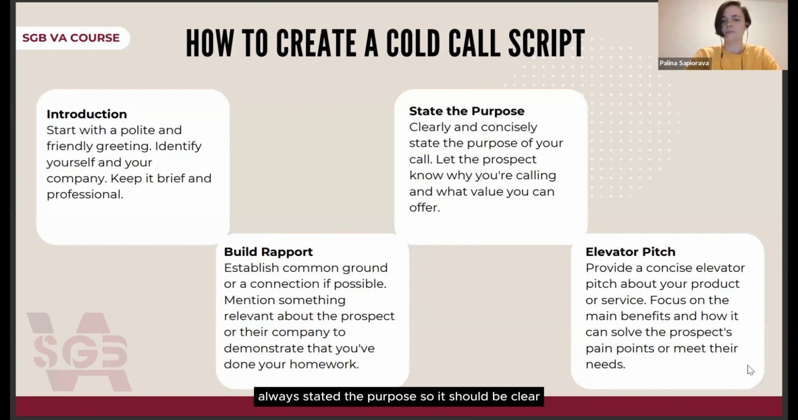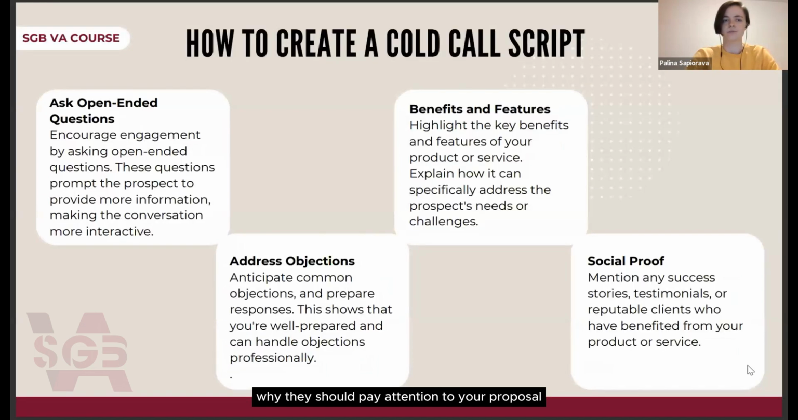Always state the purpose. So it should be clear for the recipient of your call what the purpose of your suggestion is. Why are you calling them? And of course, provide a concise elevator pitch about your product or service. Focus on the main benefits. Try to keep it brief because people wouldn't like to spend too much time listening to some detailed description of the product or service. So focus on the main benefits and on what problems of the recipient of the call this product or service can solve. So why they should pay attention to your proposal.